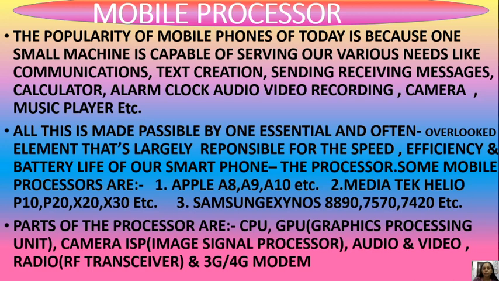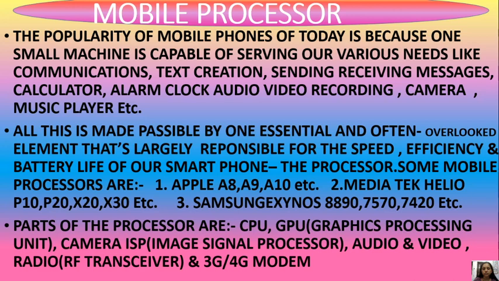All this is made possible by one essential and often overlooked element that is largely responsible for the speed, efficiency and battery life of our smartphone, the processor. This is the processor. Some examples of mobile processors: first is Apple A8, A9, A10, etc. Second is MediaTek Helio P10, P20, X20, X30, etc. And third is Samsung Exynos 8890, 7570, 7420, etc. Actually, there are so many kinds of processors available.